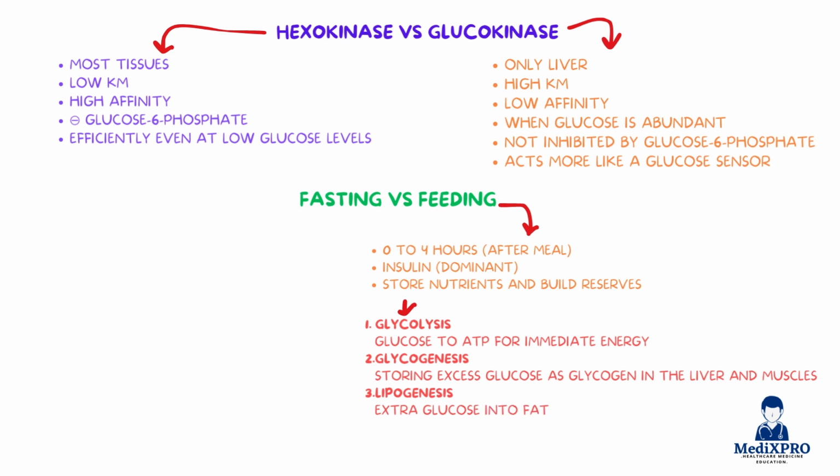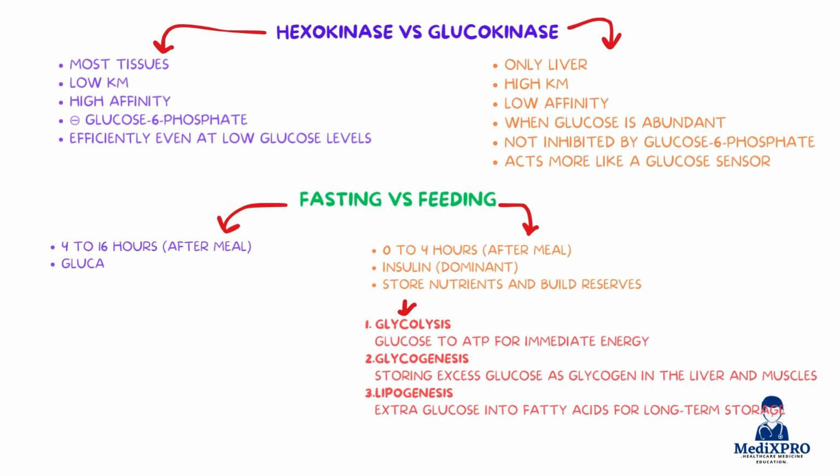Since blood glucose levels are high, most tissues use glucose as their main energy source. Key enzymes in this state include glucokinase in the liver, which becomes active under insulin and handles high glucose levels efficiently, and PFK1 and pyruvate kinase, both of which are also stimulated by insulin to keep glycolysis running smoothly.